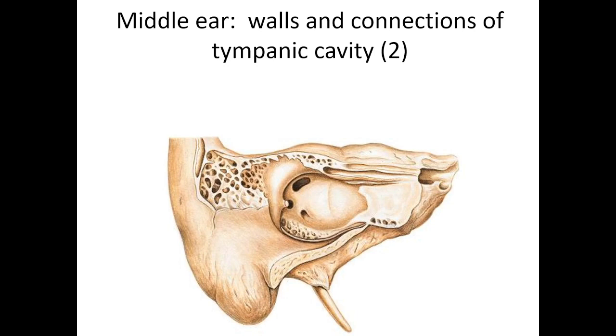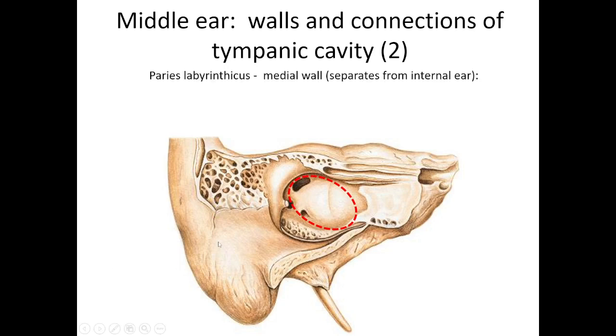Now let us try to imagine ourselves what looks like the pyramids of temporal bone when we make a section through it. We have sectioned here the place where it was sectioned. So this is paries labyrinthicus.